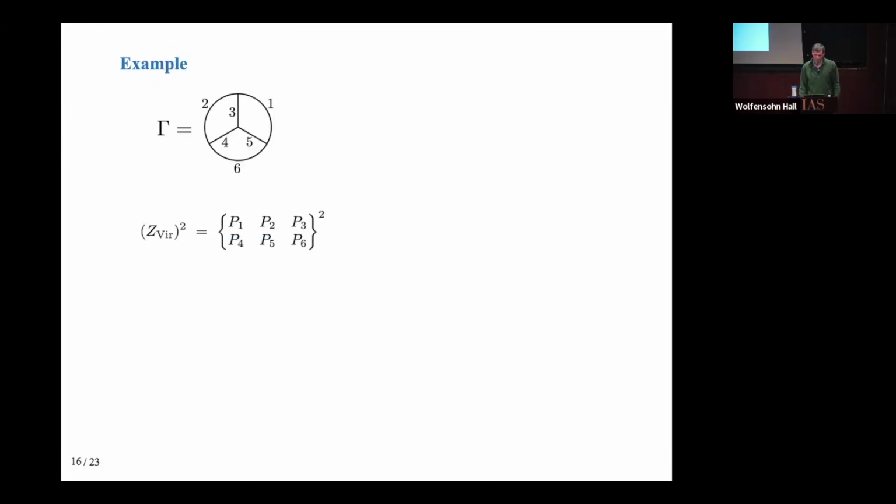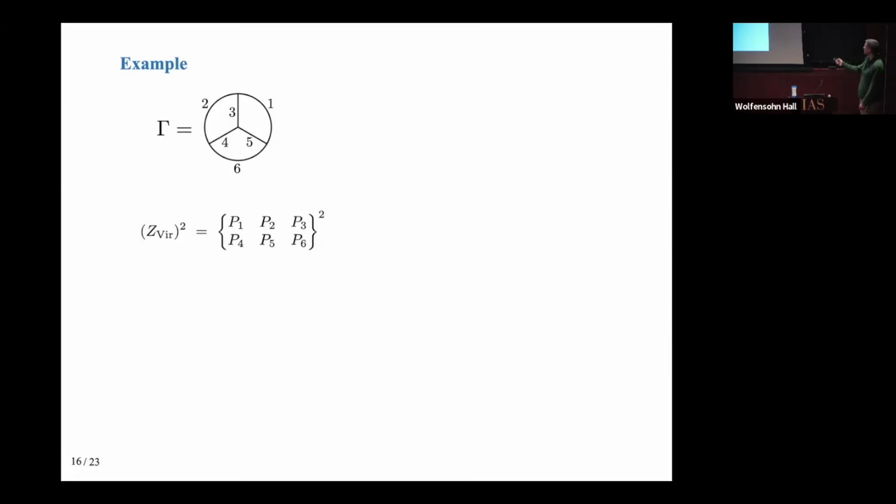Let's just look at an example. This example is the tetrahedron graph. Remember, this was one of our leading non-Gaussianities in 3D gravity. The tetrahedron graph in Virasoro TQFT is a Virasoro 6J symbol. We're squaring it, so we get this 6J squared.